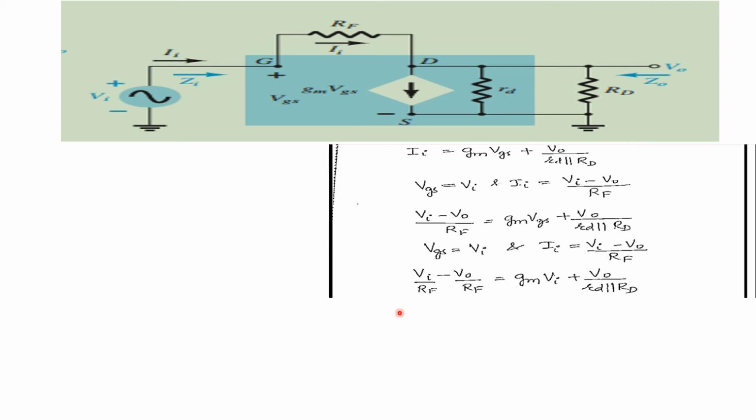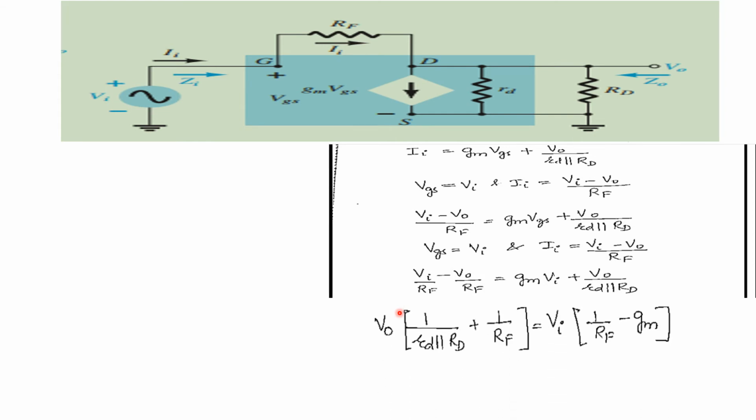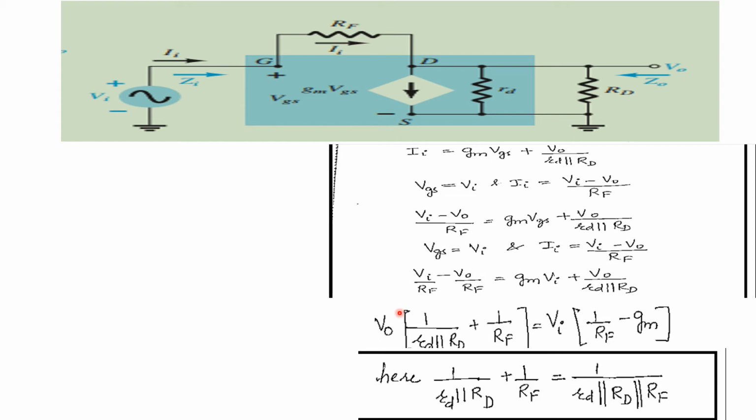So Vi upon RF minus V0 upon RF is equal to gm Vgs plus V0 upon rd parallel RD. Recollect all the voltages: output voltage on the left hand side of the relation, input voltage on the right side of the relation. Now take the ratio. Again you make the assumption over here that 1 upon (rd parallel RD) plus 1 upon RF is equal to 1 upon (RD parallel RF).